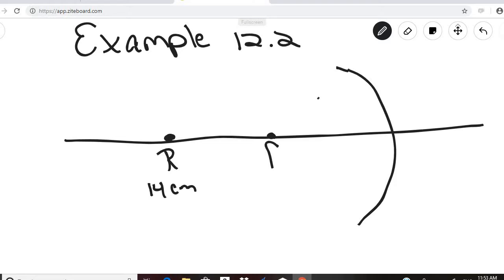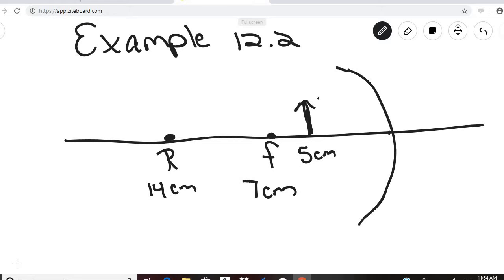That would be F, and so F would be 7 centimeters away from the center point. And then we are told that our object is actually placed 5 centimeters away. Okay, so here's our object. If that's 7, we'll make it right here. So the object is going to be 5 centimeters away.